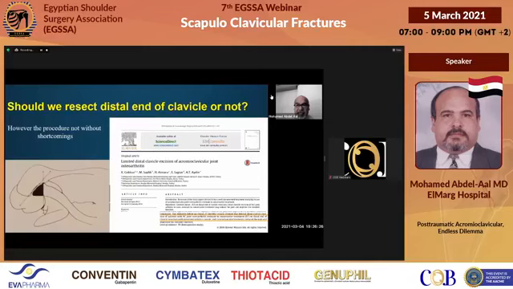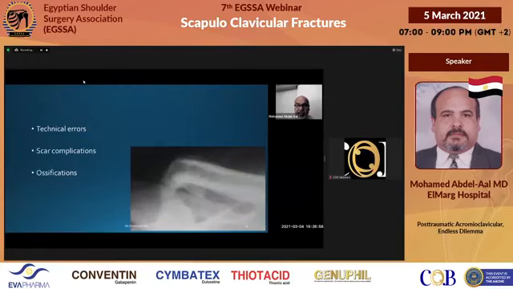Should we resect the distal end of the clavicle as many surgical interventions mention? This is a point of controversy. A lot of articles talk about the non-preference to resect the distal end of the clavicle as a measure for treating acromioclavicular joint subluxation. However, this procedure of excision has a lot of shortcomings, including technical errors, scar complications, and calcifications.